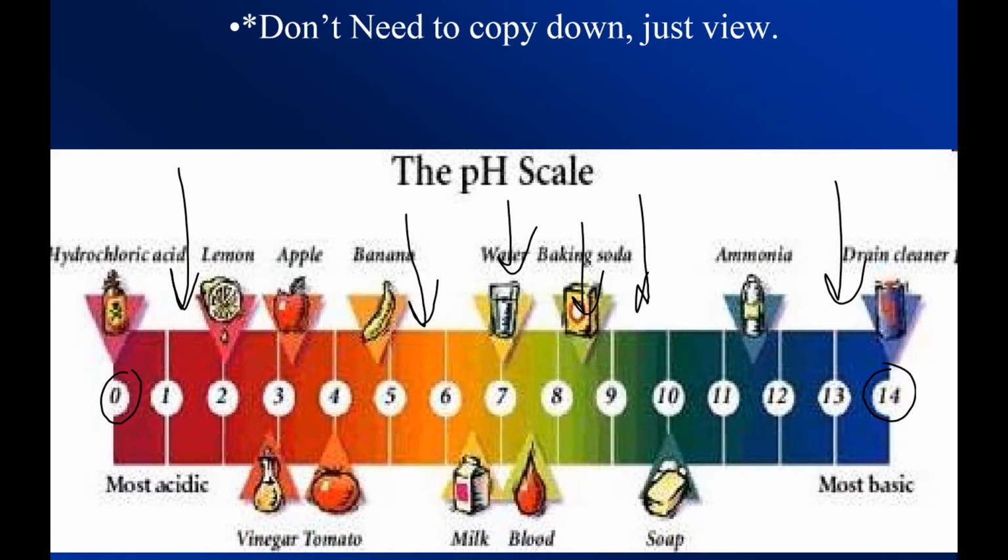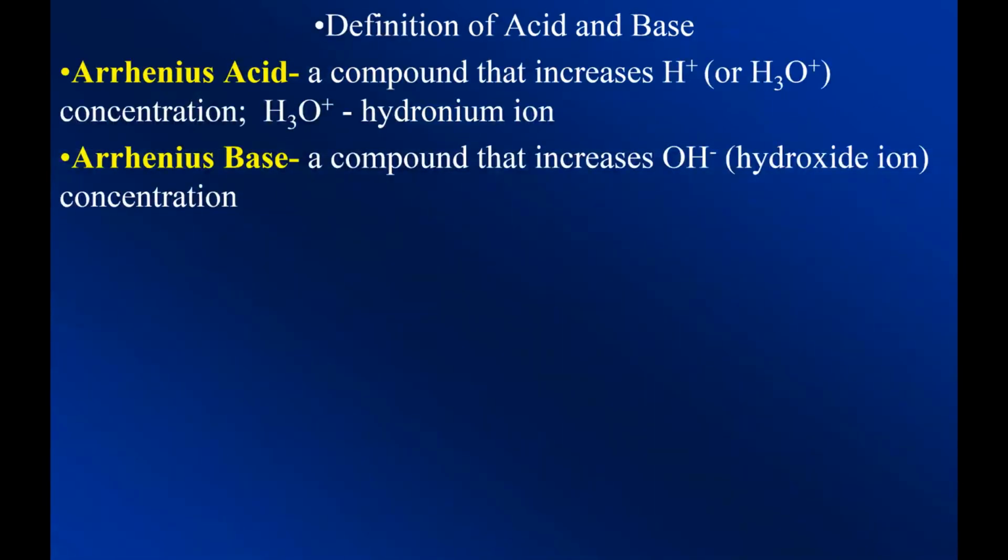So you can see some common household items that are acidic and basic. For now, just know the basics of the pH scale. We're going to do an entire lesson on where those come from and how they work. Okay, so there are basically 3 definitions of an acid and base. They're not different. They're all basically just highlighting a characteristic of what an acid and a base is.